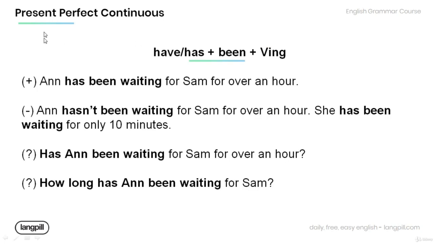Now, to form the present perfect continuous, we use have or has plus been plus verb-ing. Have a look at the examples over here. Positive sentence: Anne has been waiting for Sam for over an hour. Negative sentence: Anne hasn't been waiting for Sam for over an hour. She has been waiting for only 10 minutes.